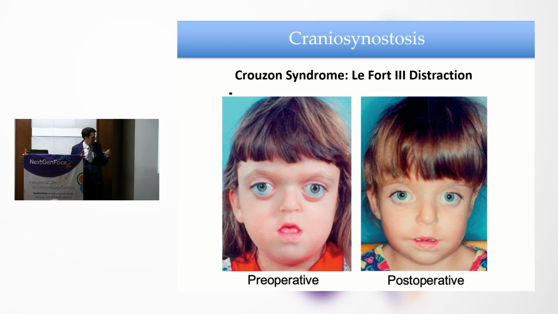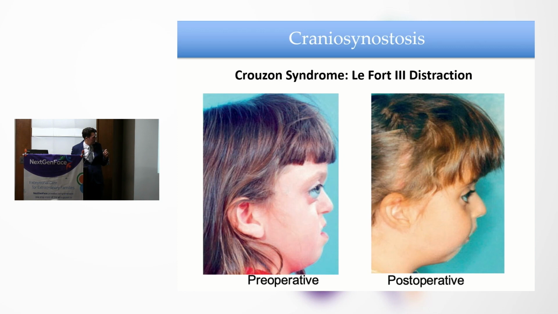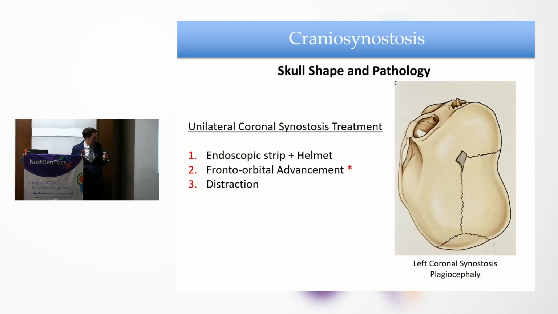So this patient, Crouzon syndrome, localized on the face, had her advancement, and now you can see her midface around the eyes needs to be advanced. We did a Le Fort 3 distraction to correct that, to improve that. So she had her forehead done when she was a baby, and then in mid-childhood, she was able to have her midface advanced.